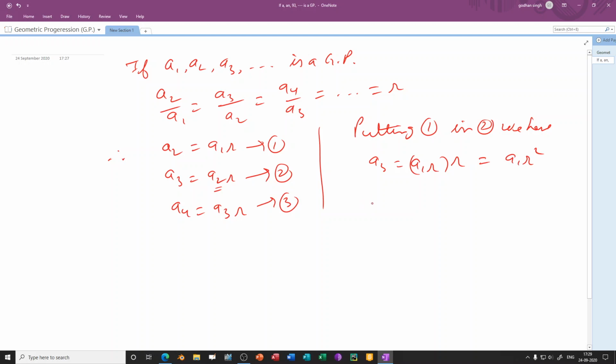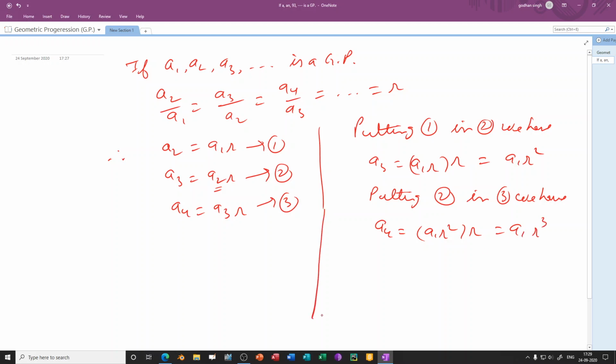Then similarly we will put 2 in 3. Putting 2 in 3, we have A4 equal to, in place of A3, A1R square, so A1R square into R, that is A1R cube. By observation, when we have A3, the power of R is 1 less. When we take the A4 term, the term multiplied with R cube is A1, and the exponent of R is one number less than 4.